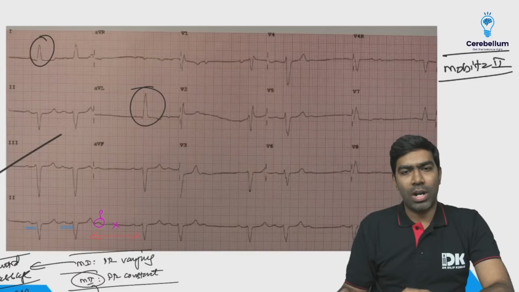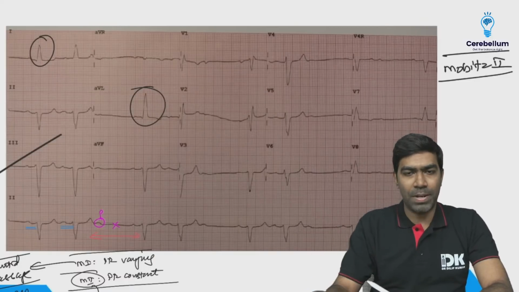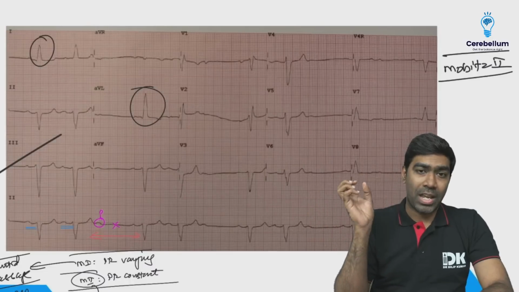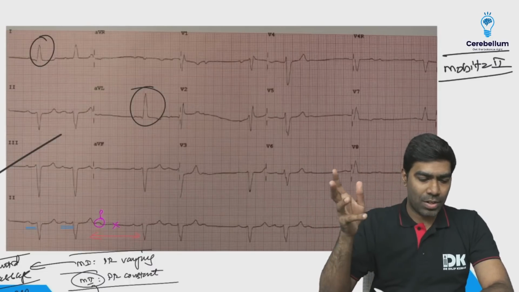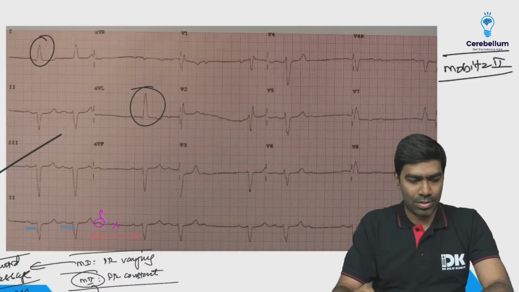Somebody is asking about Brugada. In Brugada we use an ICD, man. We don't use a pacemaker. I mean, you can use it in selected patients with LQTS syndrome, but that's a different choice. Usually Brugada is ICD, no? That's what you're going to answer in exams as a first choice.